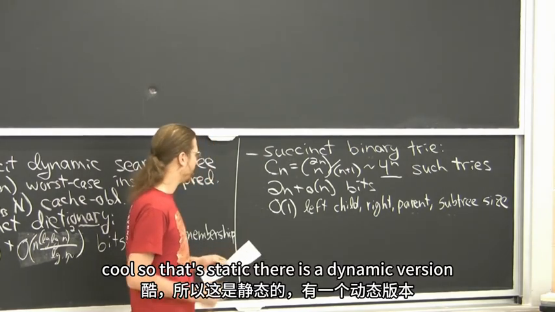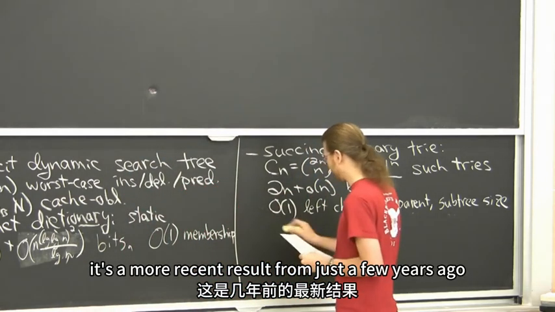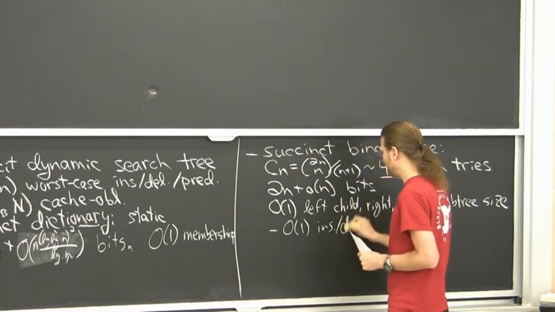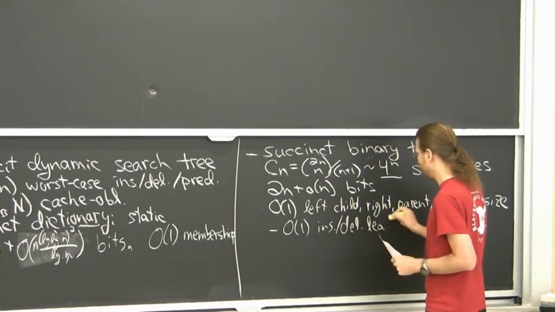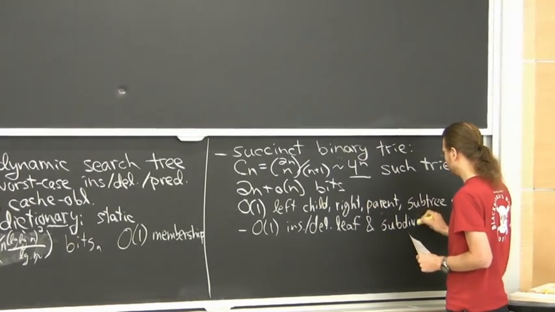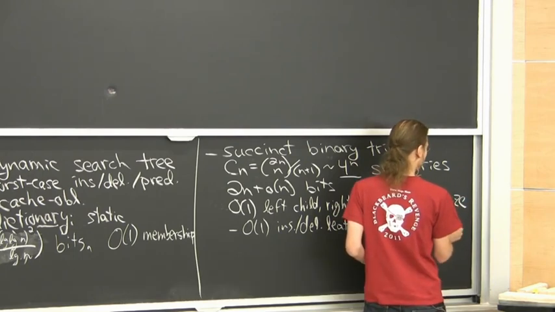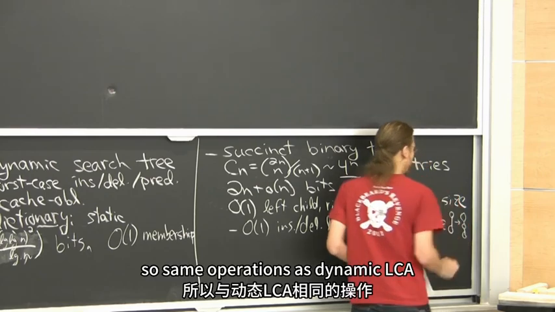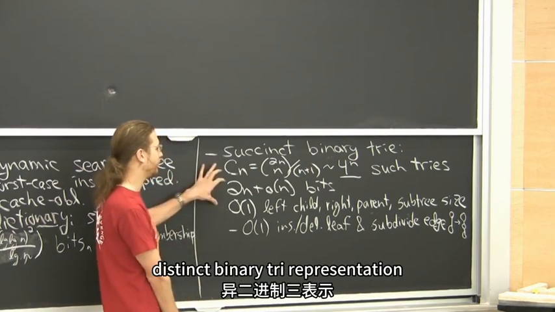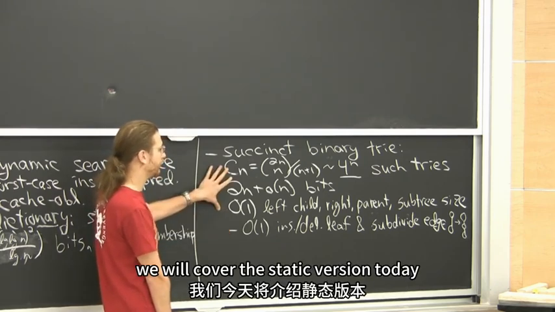Cool. So that's static. There is a dynamic version. That's a more recent result from just a few years ago. You can do constant time insert and delete of a leaf. And you can do subdivision of an edge. These are operations we saw for dynamic LCA. So same operations as dynamic LCA. You can do these in constant time and still maintain this succinct binary trie representation where you can do all these traversal operations. So we won't cover that. We will cover the static version today.